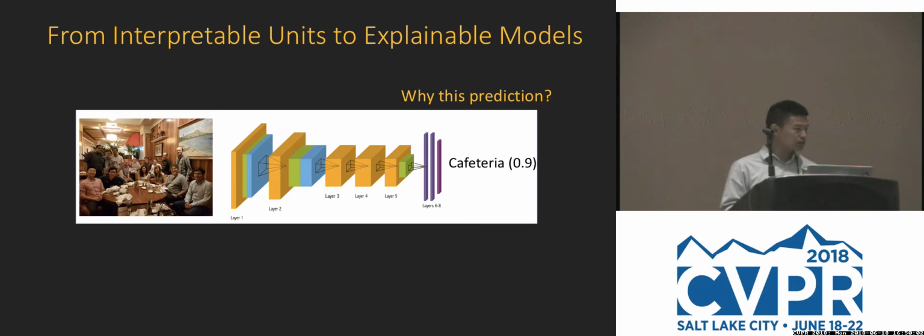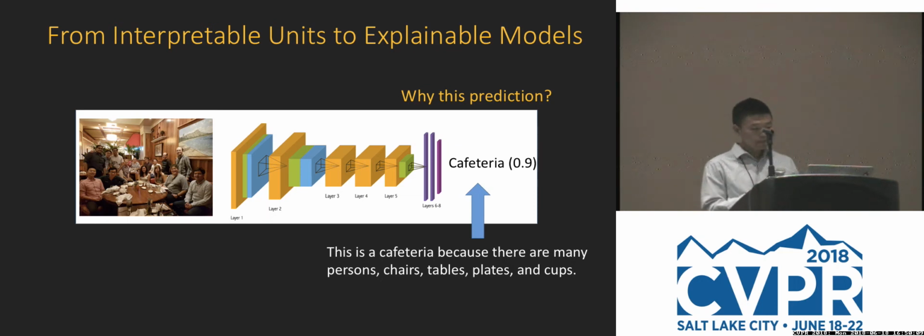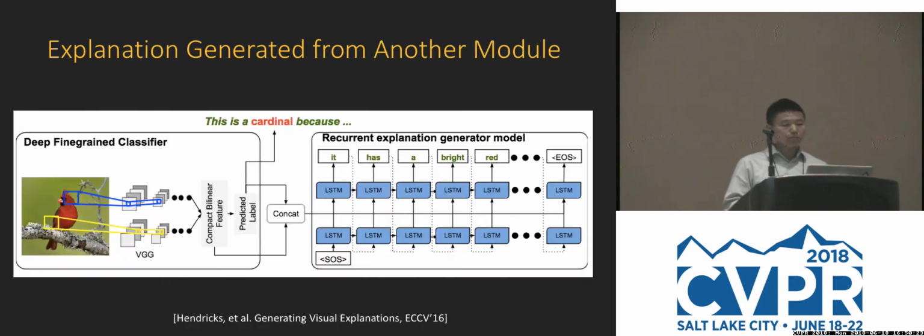Let's say for this particular image, it's predicted as cafeteria, so why is that? Ideally, we want to generate some human understandable explanations, such as because there are many persons, chairs, tables, plates, and cups here that classify as cafeteria. To generate explanation, there are some previous work. Here is the ECCV work 2 years ago that they use a language model, a recurrent explanation generator model to generate explanation for some deep fine-grained classification model. So they can generate some explanations for the classification models. However, I feel this is more like you're using another black box to explain the behaviors of black box, maybe the two black box doing something wrong.